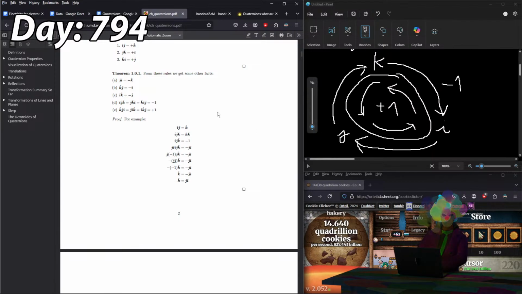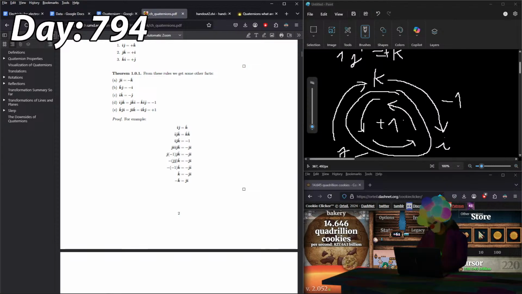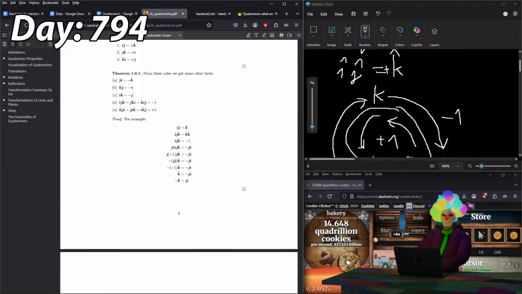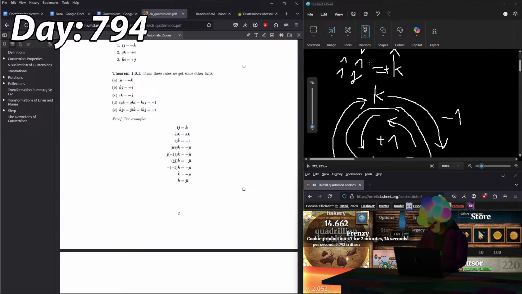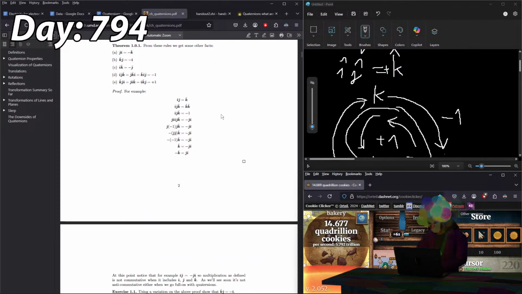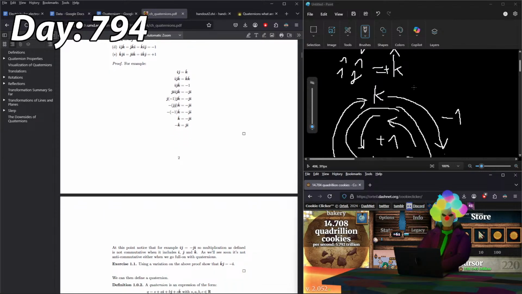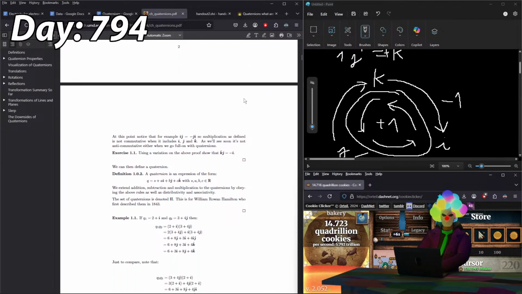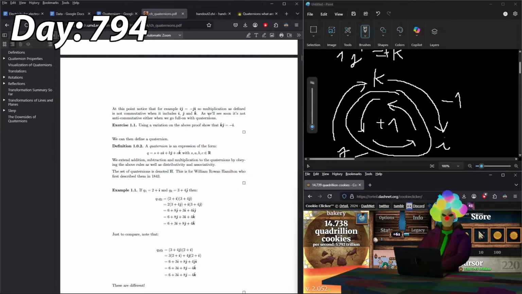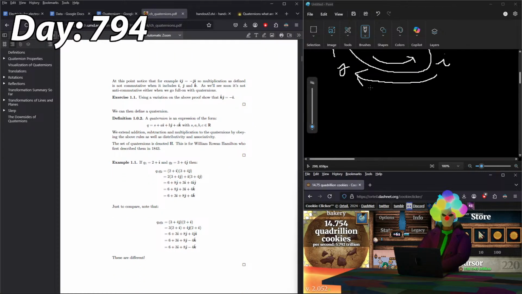So we have this. From these rules, we get other facts. ji is equal to -k. Yeah, I'm going to trust all of these because from this we could get all of the properties. Not really interested. For example, ij is equal to k, yeah, there we go, cool. At this point, notice that, for example, ij is equal to -ji, so multiplication as defined is not commutative. That's the important portion of quaternions that everyone knows about, the fact that they do indeed go backwards with multiplication.